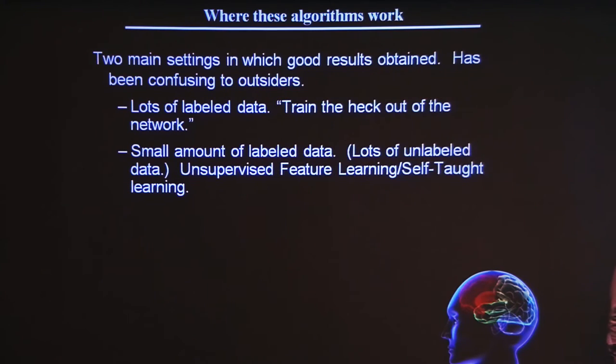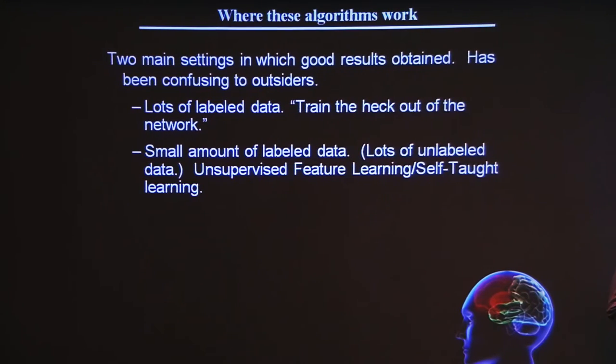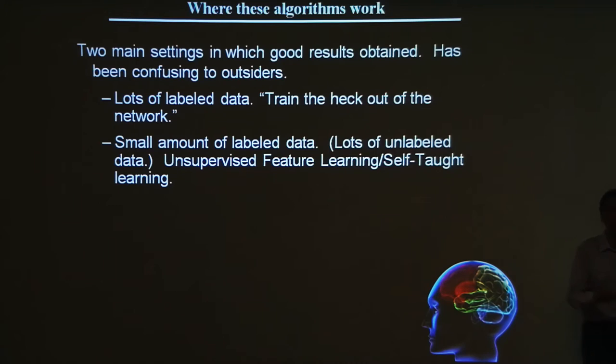Another thing that I guess deep learning researchers like me have done is conflate two sets of results into one, and frankly, sometimes pretended that they were all the same thing, but they are not. So where does deep learning work? I think there are two fairly distinct classes of results when you look at these state-of-the-art results. One is when you have lots of labeled data.